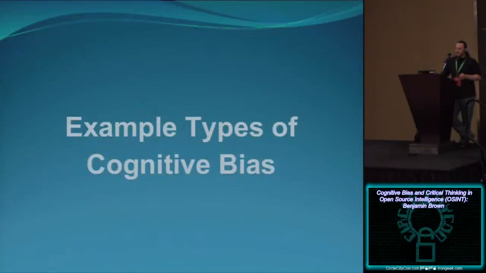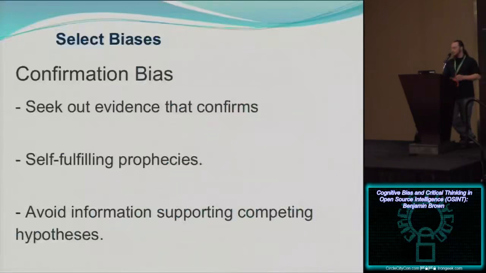So I'll give specific types of cognitive biases that are related to talking about open source intelligence. There are lots and lots of biases that we've identified and categorized and explained, but I'm going to specifically drill down to a few for open source intelligence.